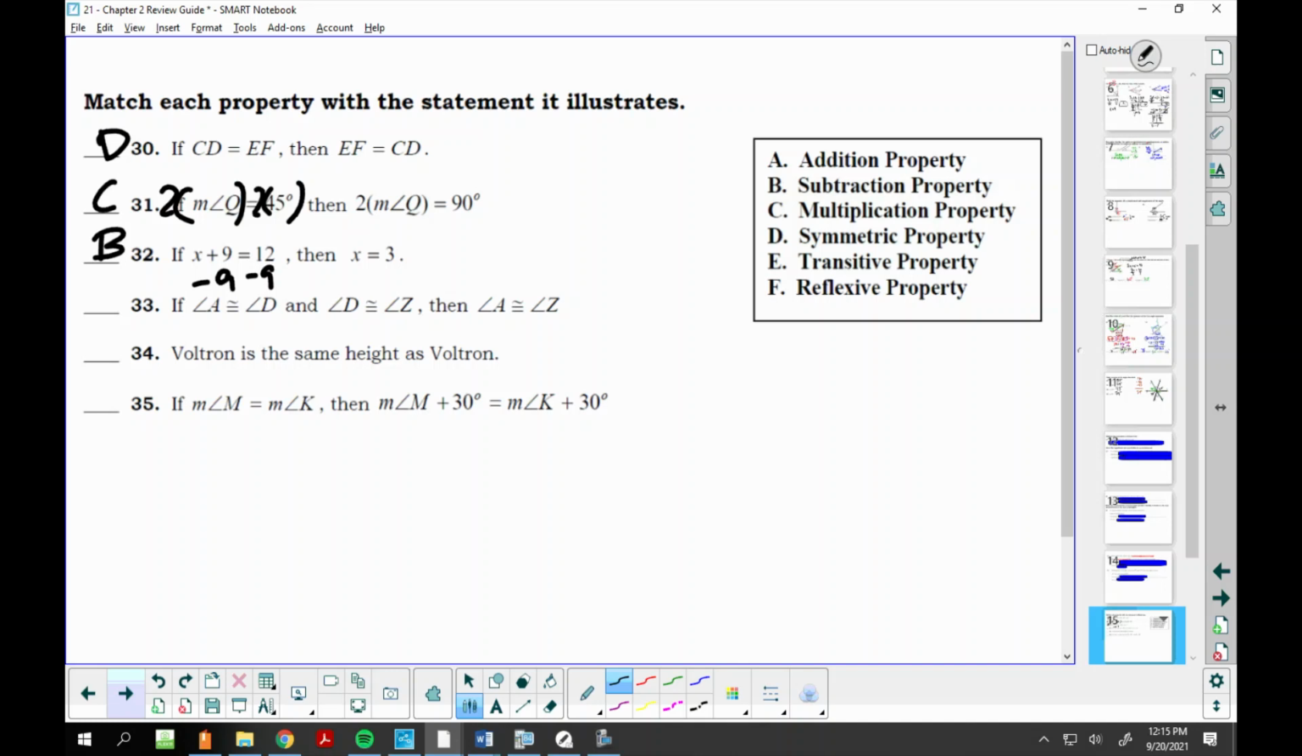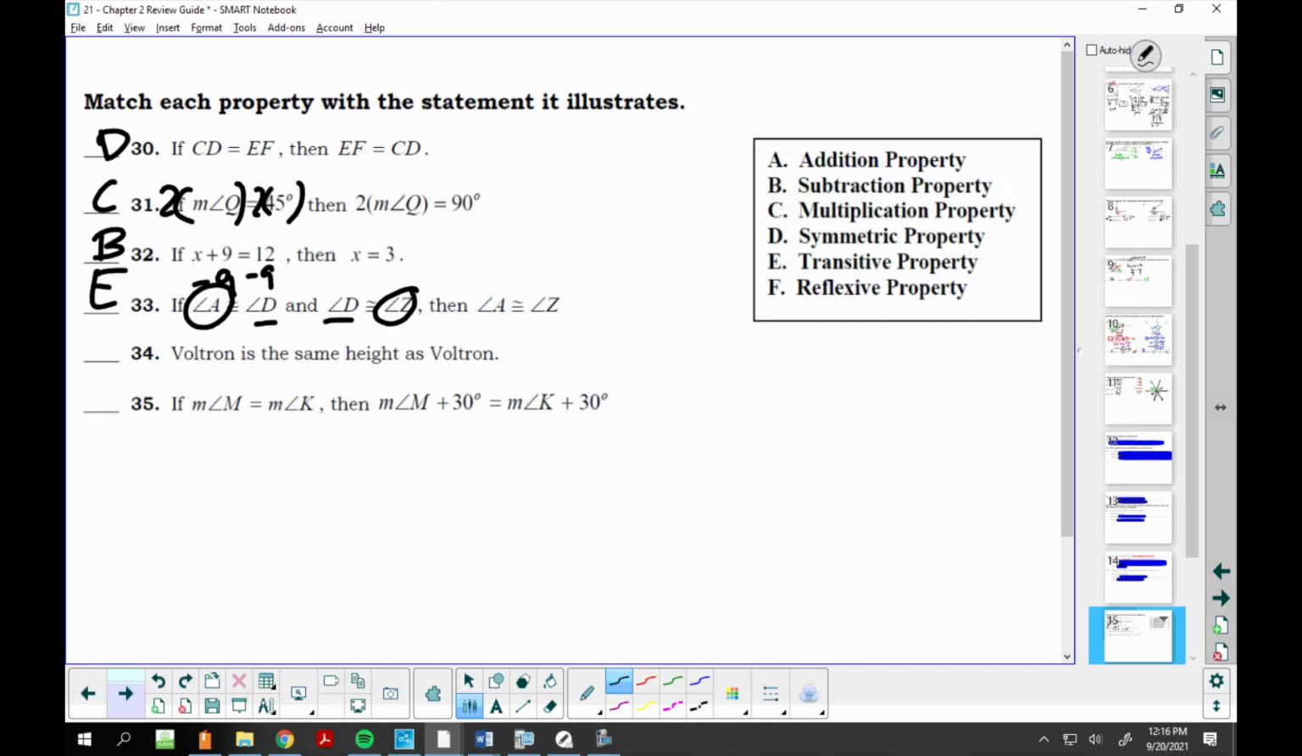And then, if angle A is congruent to angle D, and angle D is congruent to angle Z, then angle A is congruent to angle Z. So you can see the middleman here, and this says angle A is congruent to angle Z. So that's the transitive property. Transitive is just like the law of syllogism when you get rid of the middleman.